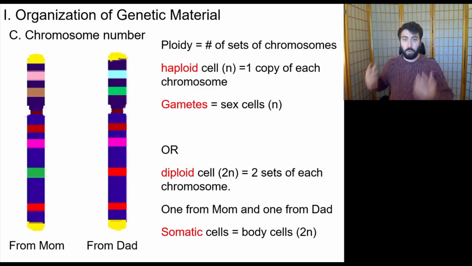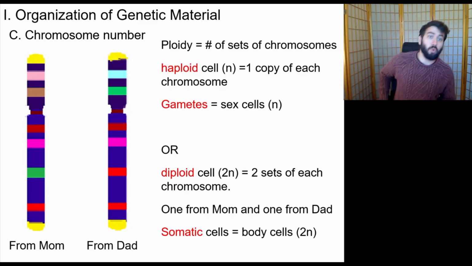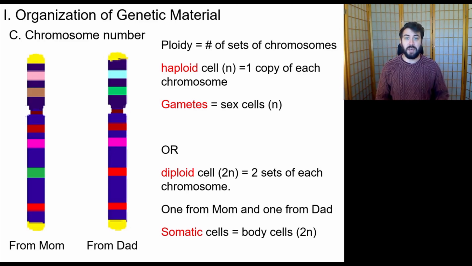When you have multiple sets of chromosomes or copies of the information, we refer to the number of copies you have as the ploidy. For example, haploid cells, represented by an N, have one copy of each chromosome. Gametes are haploid sex cells, that is, cells specialized for reproduction that have one copy of each chromosome. Diploid cells, on the other hand, have two sets of each chromosome, one from mom and one from dad.